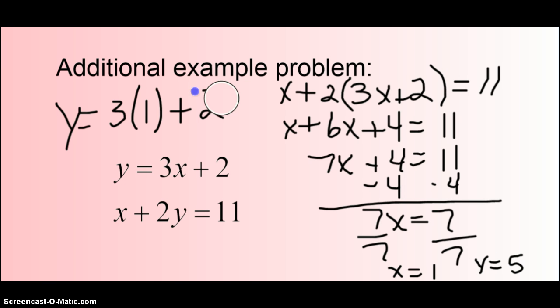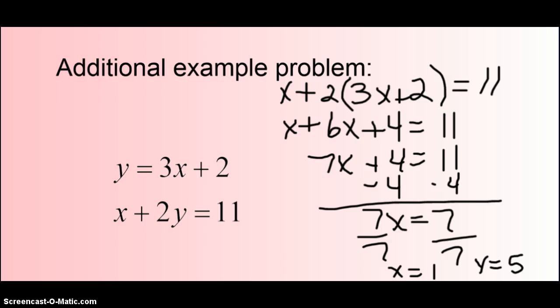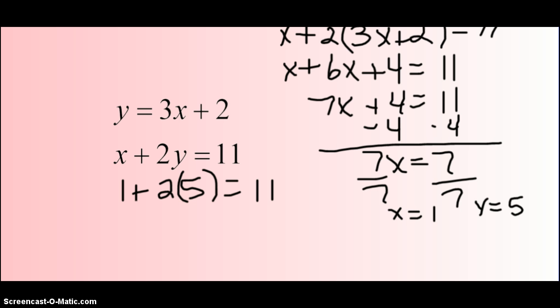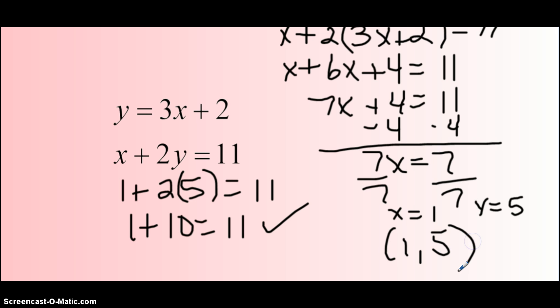But again, we can go back and double check that this coordinate point is true by putting it into this other equation. So we've got x is equal to 1 plus 2 times what y is equal to, 5, is equal to 11. Make sure it checks. 1 plus 10 equals 11. That's a true statement. So here is my coordinate point 1, 5, and that is the solution for these two equations.